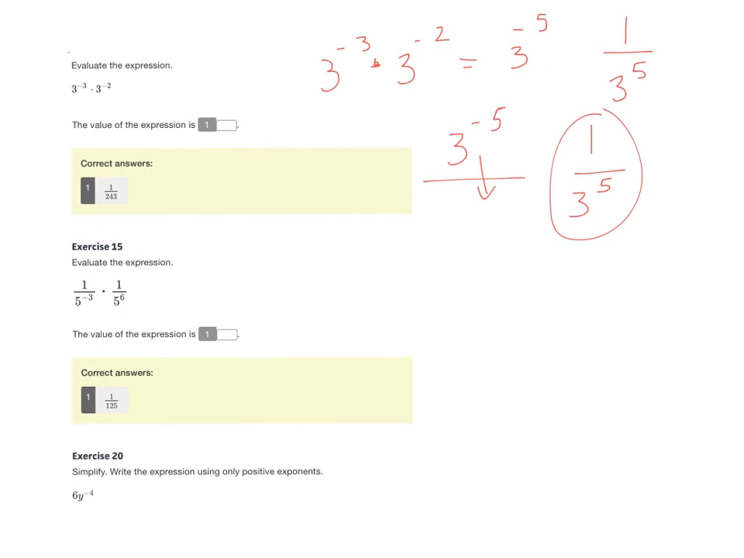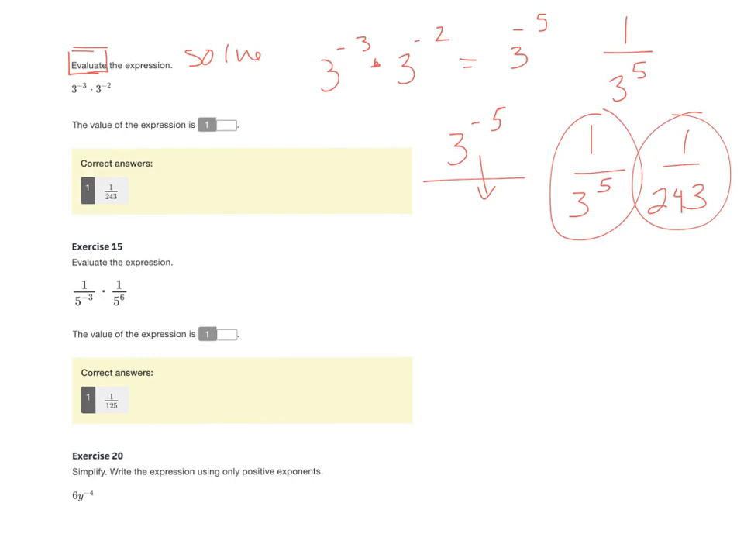Now, it did say evaluate. If it asks you to evaluate, you actually have to solve it, right? Evaluate means solve. With my calculator, I'm going to do 3 to the fifth. 3 to the fifth gives me 243. So 1 over 243 would be the answer for the first one.